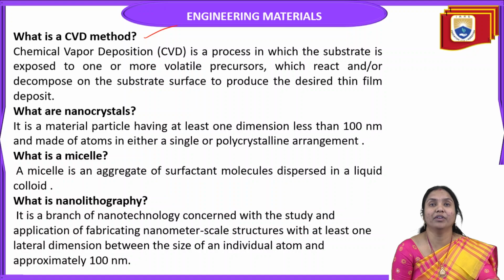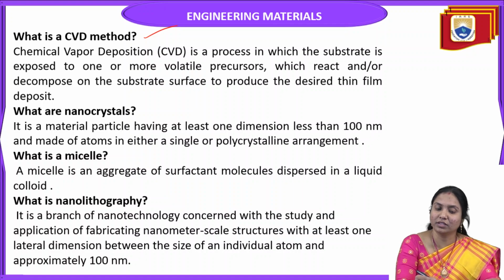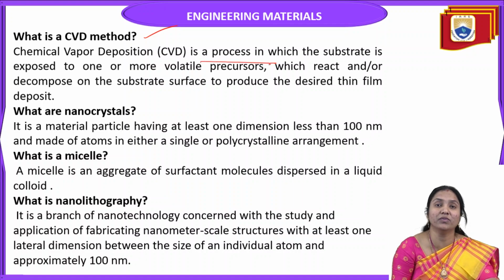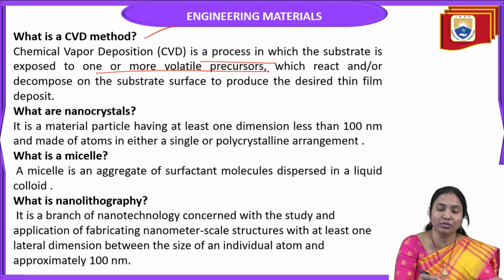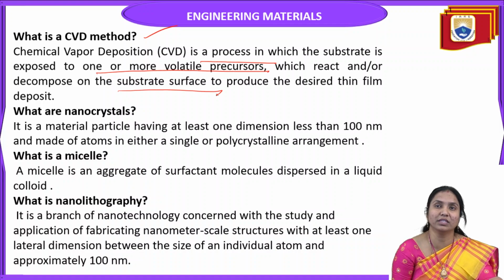Next question: what is the CVD method? CVD stands for chemical vapor deposition. Chemical vapor deposition is a process in which the substrate is exposed to one or more volatile precursors, which react and or decompose on the substrate surface to produce the desired thin film deposit. Precursor means starting material.